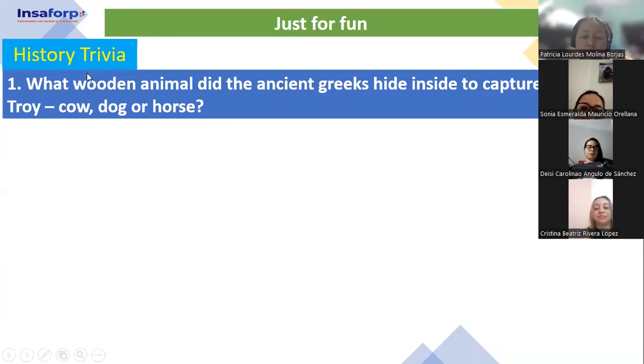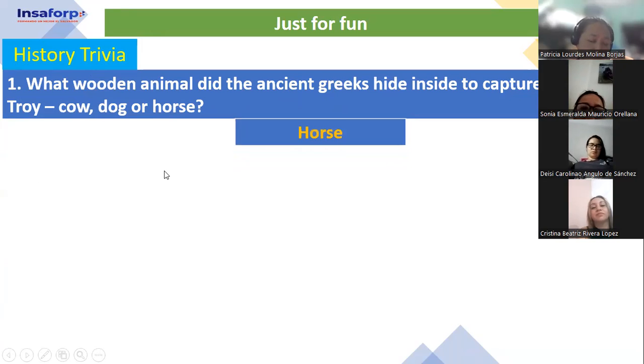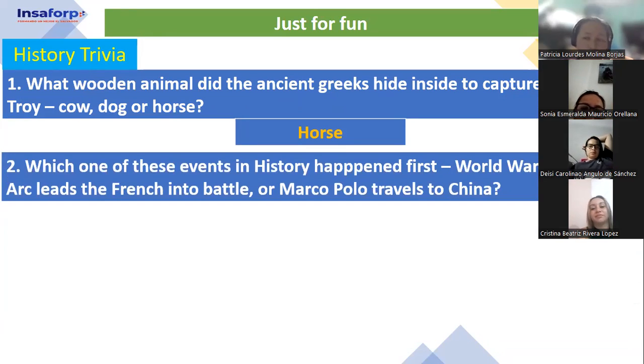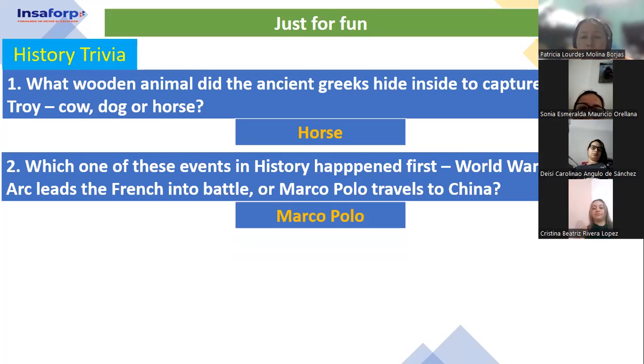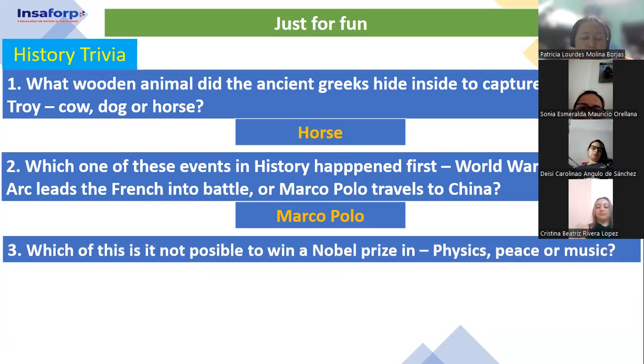Question number one. What wooden animal did the ancient Greeks hide, escondieron, right, inside to capture the city of Troy? A cow, a dog, or a horse? A horse. Yes. La ciudad de Troya, right? Horse. Nice. Now, which one of these events in history happened first? ¿Qué pasó primero? The World War I, la Primera Guerra Mundial. Joan of Arc leads the French into battle. Juana de Arco lideró los franceses en batalla, right? O Marco Polo travels to China. What is first? Joan of Arc. No, sorry. Marco Polo travels to China, right? It was the famous trip to Marco Polo.